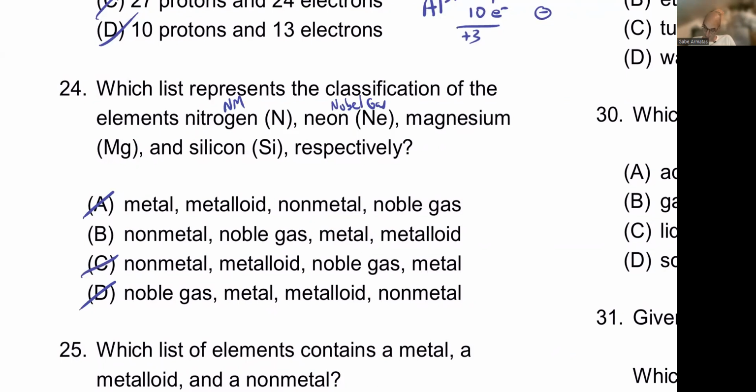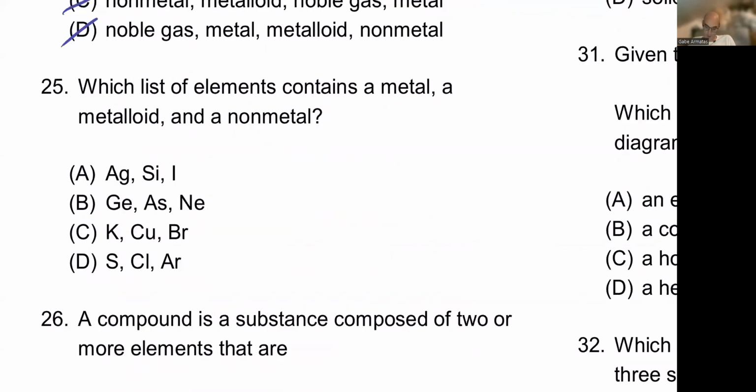Next, magnesium is a metal. Yep, that still checks out. And silicon is a semi-metal or a metalloid. So there we go. B is the answer. Which of these contains a metalloid and a non-metal? I'm going to let you do that one.